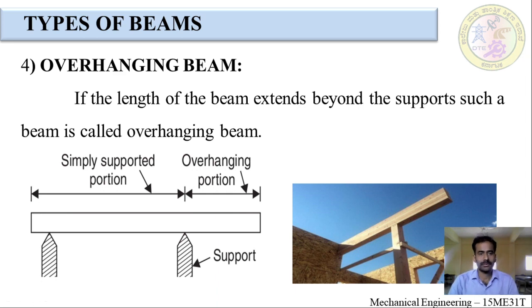Now the fourth one is the overhanging beam. If the length of the beam extends beyond the supports, such a beam is called an overhanging beam. Here we have two supports and the beam is extending forward beyond the support. This is the overhanging portion. So this end is freely suspended. In this example, this end is fixed and this is given a support, and this portion of the beam has no support. This is called the overhanging portion or an overhanging beam.